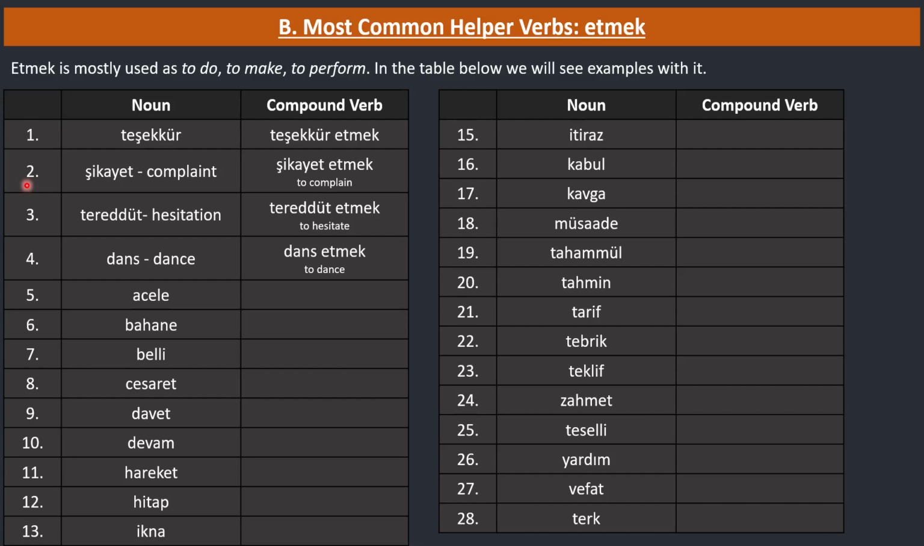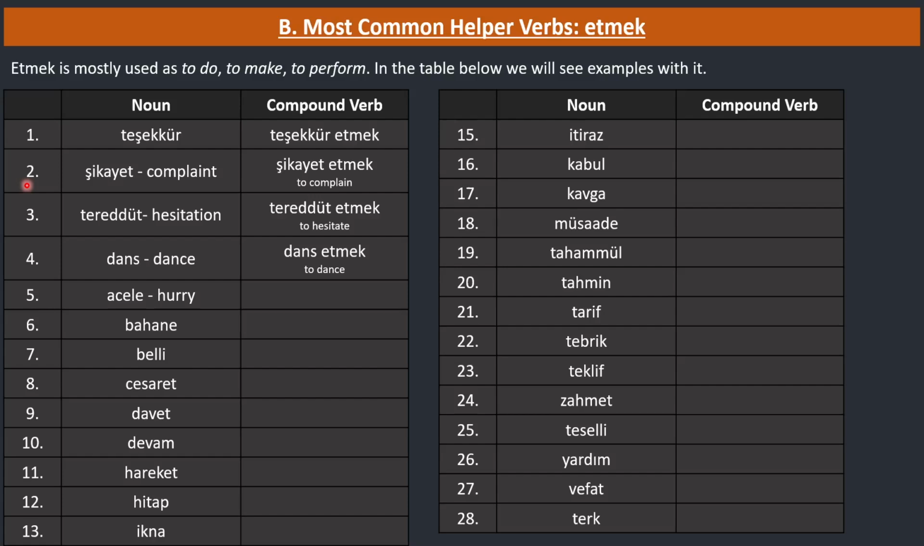And there is acele. Yes, as a noun, acele is hurry. So, but of course, you shouldn't translate it directly. For example, in English, when you are in a hurry, you will say like, I am in a hurry. In Turkish, we wouldn't say aceledeyim. We will say, I have a hurry. Acelem var. I'm in a hurry. Acelem var. Literally, I have a hurry.